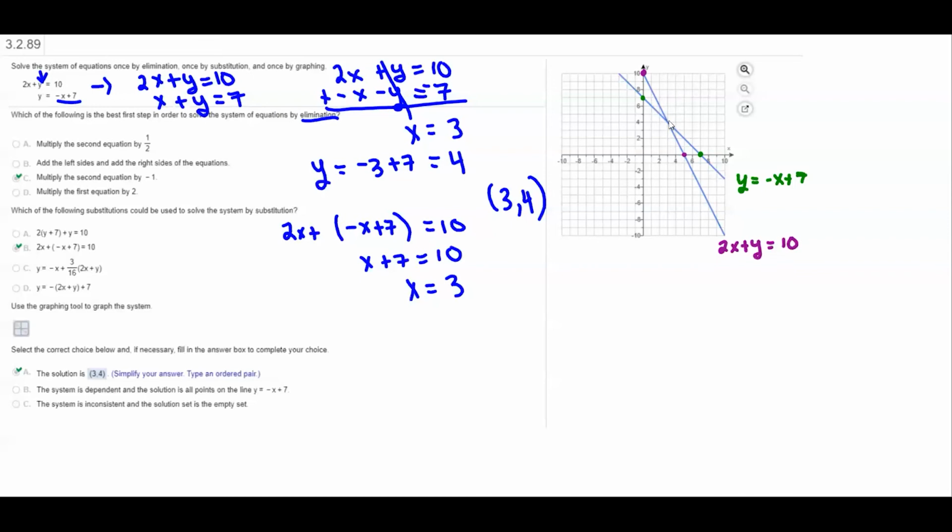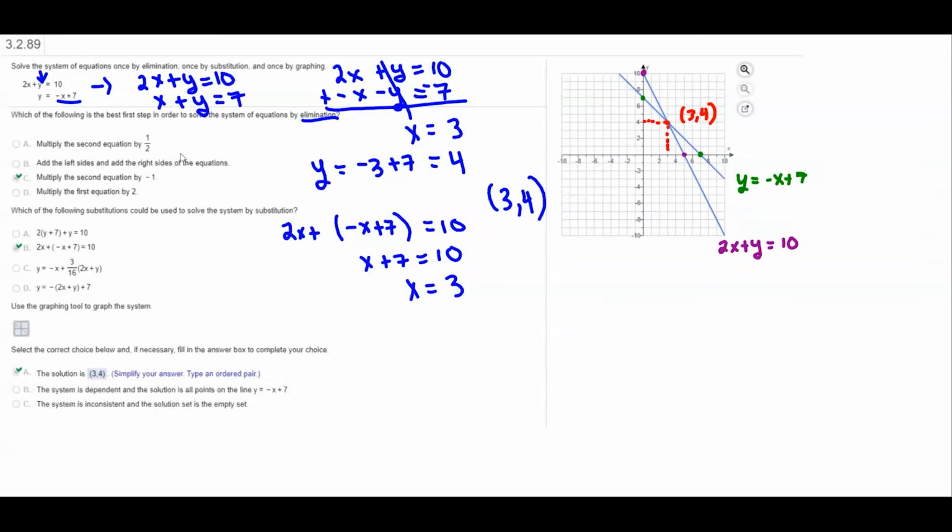And if you graph them, you're just looking for the intersection point. That's the x and y value that's on both lines. So that's the one that satisfies both. And that's at 3, 4. That's the same answer we got by the elimination method and the substitution method.